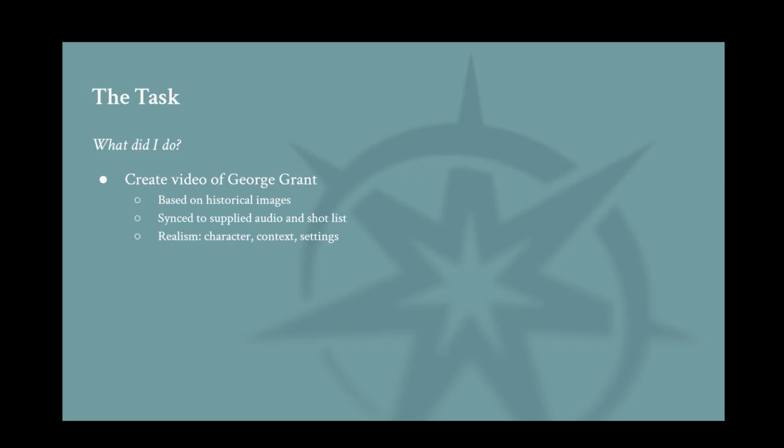Another thing that we had was realism, was principle, that the character of Grant, as well as the context and settings in which we see him and hear him, had to feel real, had to feel reasonable for Victorian era, a Victorian gentleman of Scottish descent who had immigrated to the United States to fulfill his dream.